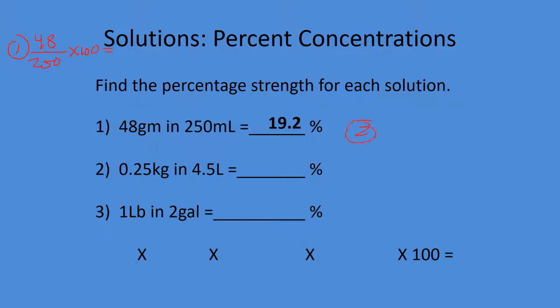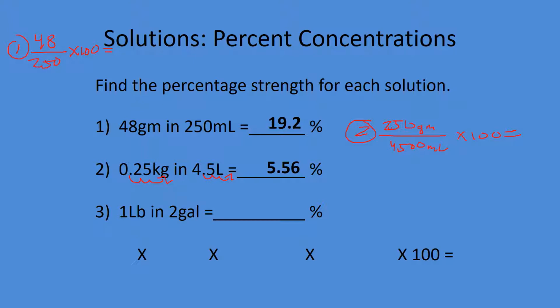For number 2, kilos, let's change that to grams real quick. So 3 spaces. So that's 250 grams. And we'll change this to liters as well. 1, 2, 3, 4,500 mLs. Don't forget to multiply by 100 to find your percentage. So about 5.56%.